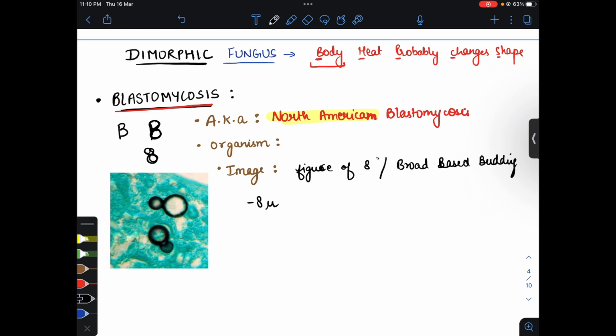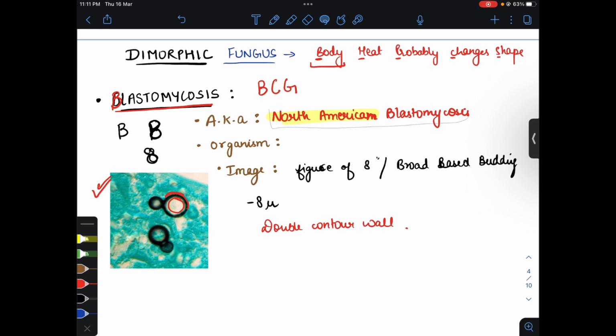And in this image we can easily see that there is one inner line and one outer line, so a double contour wall will be there. So whenever we see blastomycosis, by looking at the letter B, this image should always come to our mind, that the figure of 8 appearance will be there. And BCG is the other name of blastomycosis.